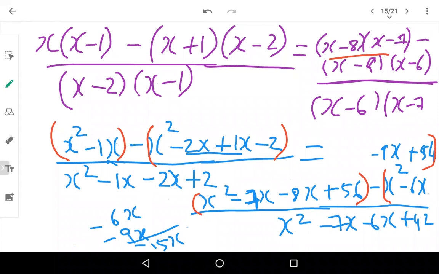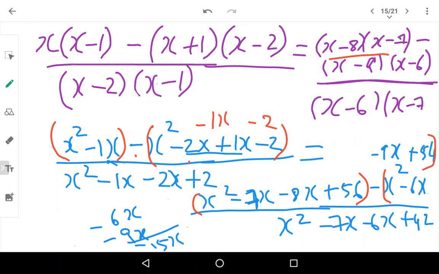So first we have x square minus 1x, which we wrote as it is. Then we have minus in between. Then we have x square, then this became minus 1x. Then we have minus 2, which is as it is. But we have a minus sign outside.